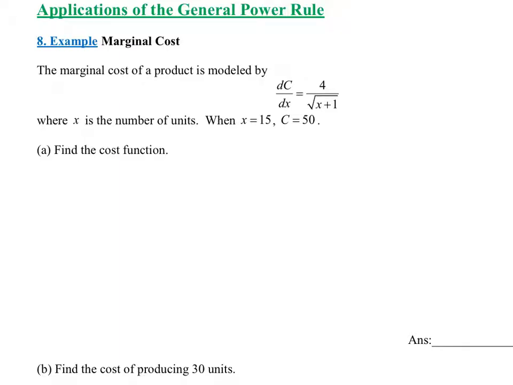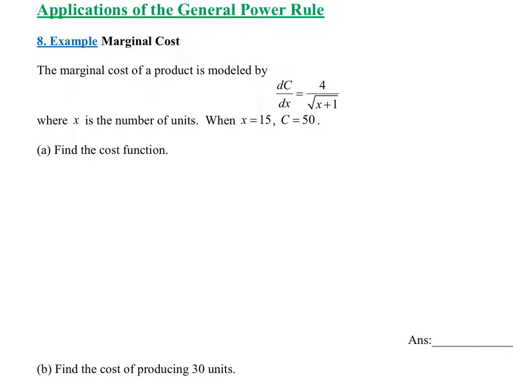So let's look at some applications of this u substitution, or what they call the general power rule. It says the marginal cost. Remember, marginal means derivative, so the derivative of the cost is modeled by dC/dx equals 4 over the square root of x plus 1, where x is the number of units.